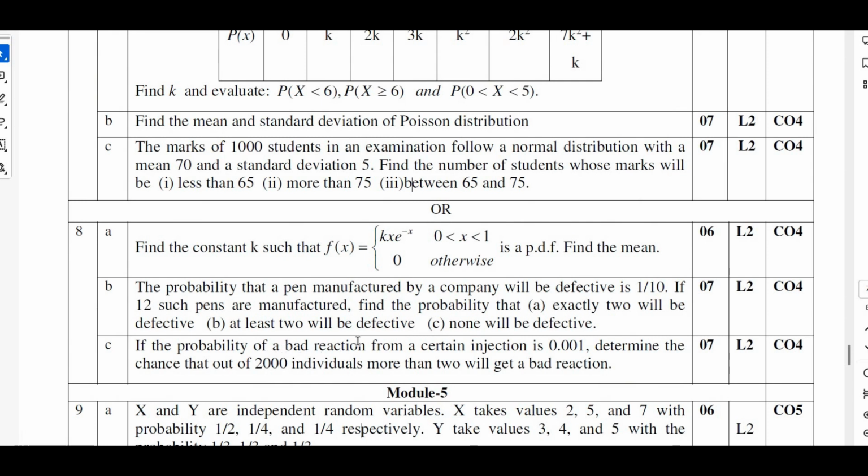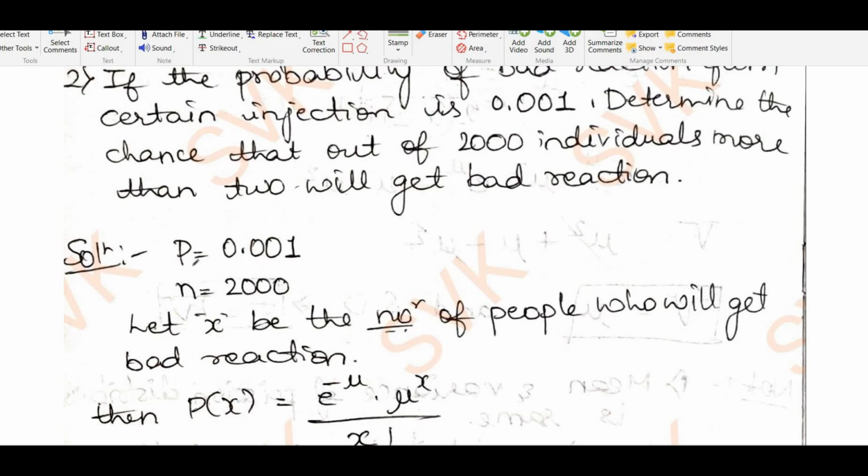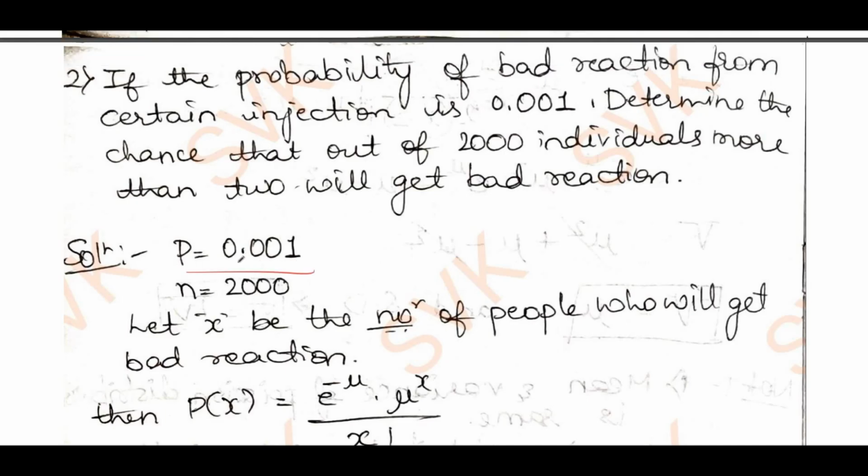The probability of a bad reaction from a certain injection is 0.001. Determine the chance that out of 20,000 individuals, more than 2 will get a bad reaction. So consider the p value, given by 0.001. The number of values n is 20,000. As n is a very high value, we will go with the Poisson distribution.